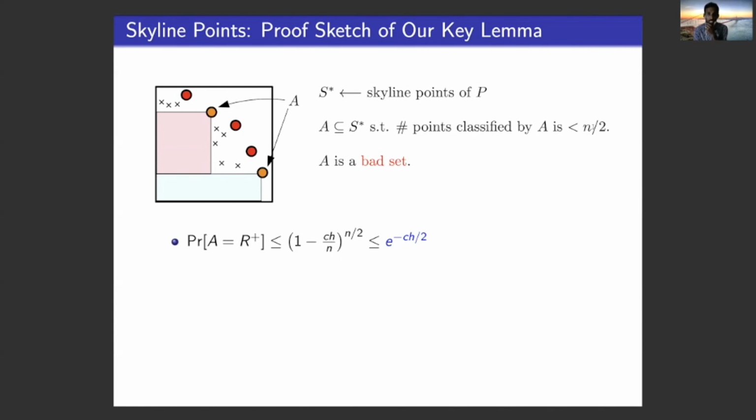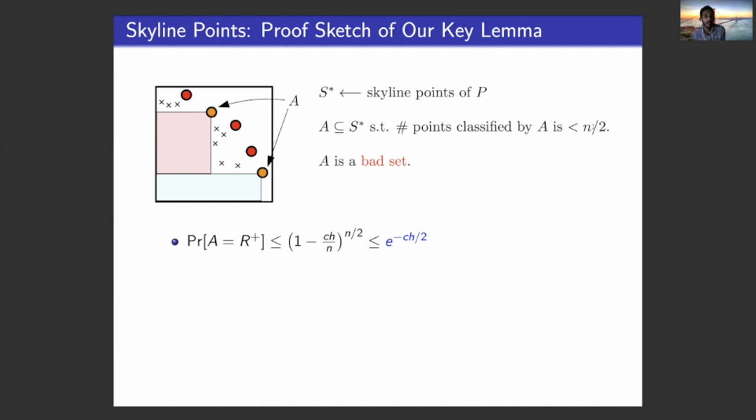So some notation here. Let S star be the skyline points of our input set, right? And let's pick a subset of these skyline points and call it set A. And set A is actually a bad set. By that we mean, look at the definition: A is a subset of the skyline points such that the number of points classified by A is less than n over 2. So if you look at the figure on the left, there are 5 skyline points, but our set A is these 2 points in orange, and the number of points that they classify is shown in those shaded rectangles, right? And that's less than n over 2, and we call that a bad set.